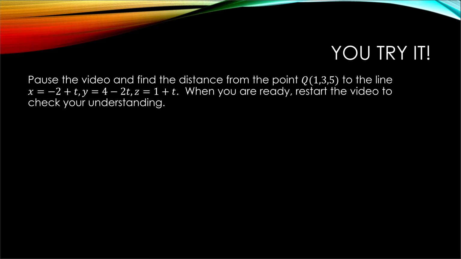So now you get to try it. Pause the video and find the distance from the point Q with coordinates 1, 3, 5 to the line given by the parametric equations x is equal to -2 plus t, y is equal to 4 minus 2t, and z is equal to 1 plus t. When you're ready, restart the video to check your understanding.